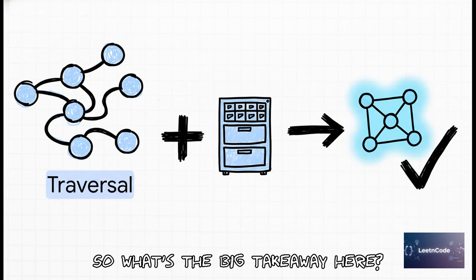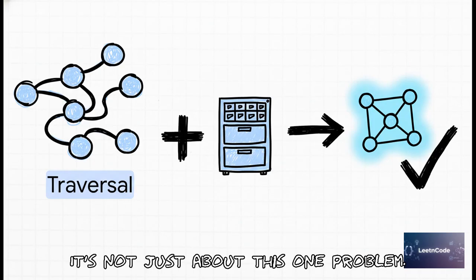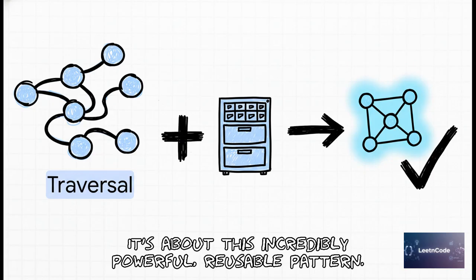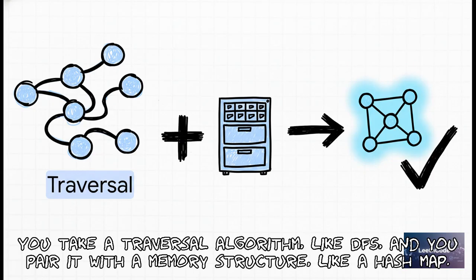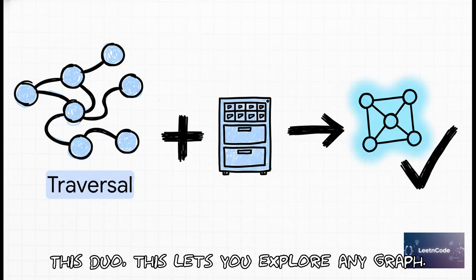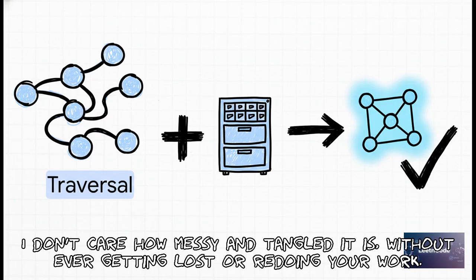So what's the big takeaway here? It's not just about this one problem. It's about this incredibly powerful, reusable pattern. You take a traversal algorithm, like DFS, and you pair it with a memory structure, like a hash map. This duo lets you explore any graph, I don't care how messy and tangled it is, without ever getting lost or redoing your work.